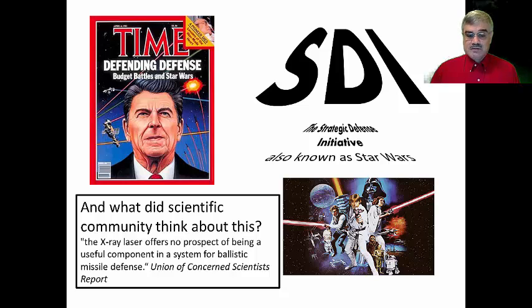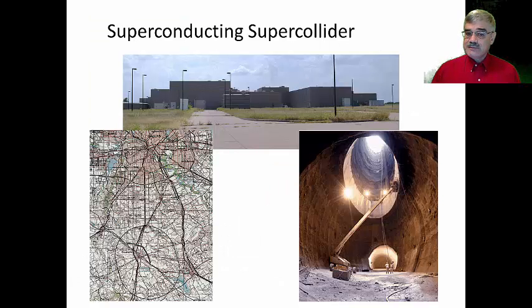There was a letter to the president from the Union of Concerned Scientists that said that the X-ray laser offers no prospect of being a useful component in a system for ballistic missile defense. Yet billions of dollars were then invested in the Strategic Defense Initiative. And at about the same time, there was another conflict between the scientific community and the federal government. That is, a group of scientists wanted to develop what is called a superconducting supercollider. That is, a large racetrack, an atom smasher, proposed to be built in Texas, south of Dallas.